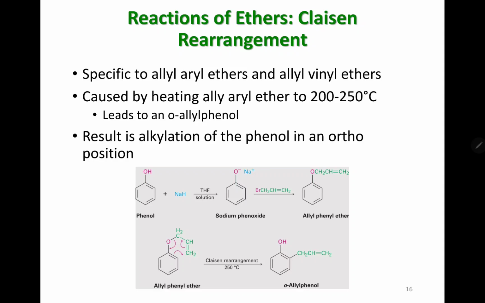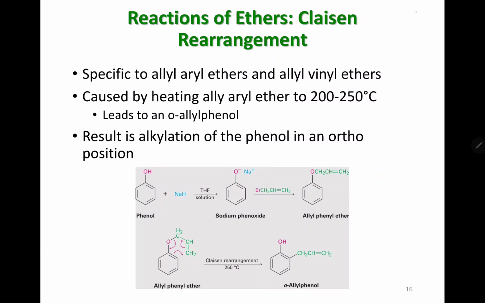Hi guys, this is Dr. G, and today we are going to talk about another reaction of ethers, which is basically known as Claisen rearrangement of ethers. And for this reaction, you are going to need a very specific type of ethers, okay?